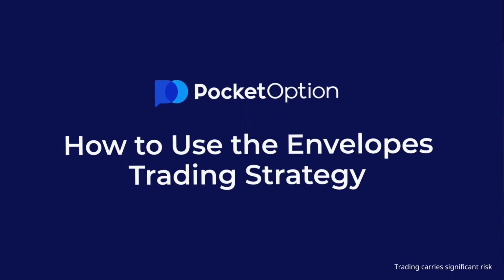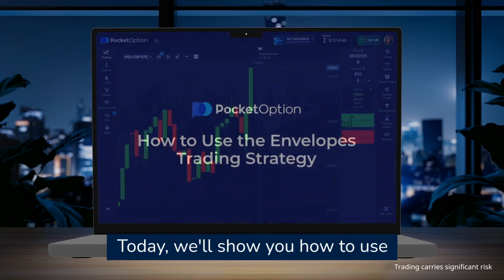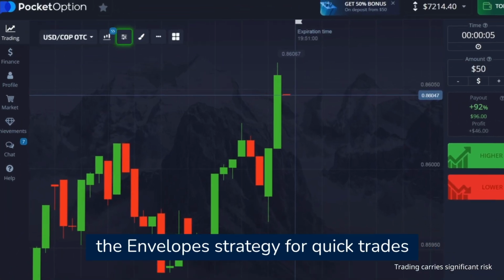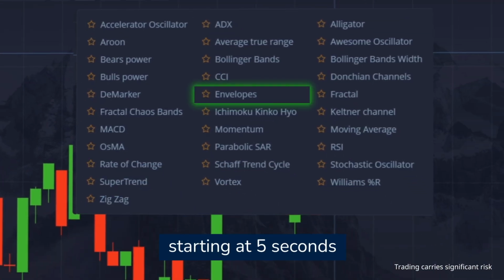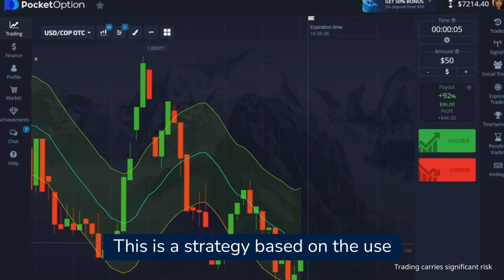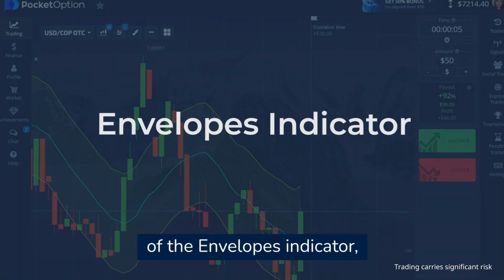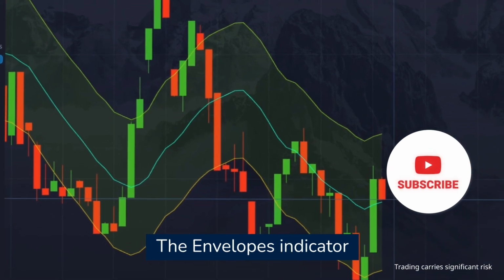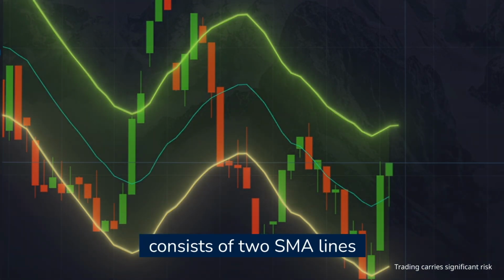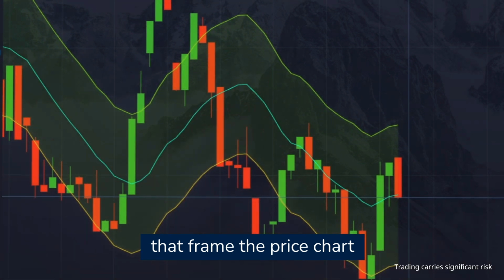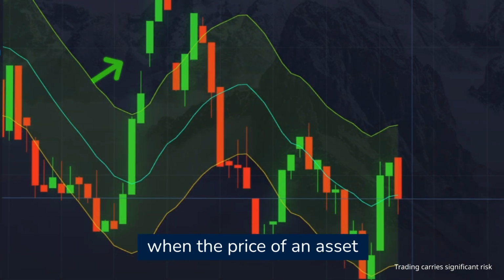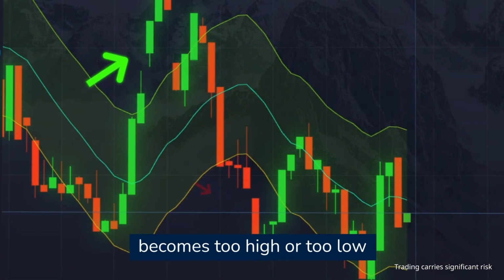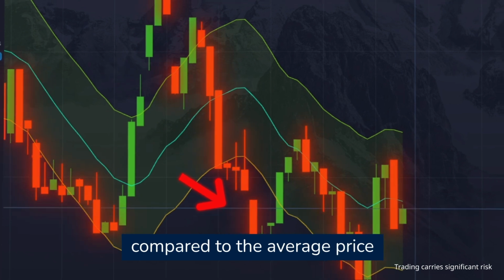How to use the envelopes trading strategy. Today we'll show you how to use the envelope strategy for quick trades starting at 5 seconds. This is a strategy based on the use of the envelopes indicator, which was first used by Chester W. Keltner. The envelopes indicator consists of 2 SMA lines that frame the price chart. It helps to determine when the price of an asset becomes too high or too low compared to the average price.